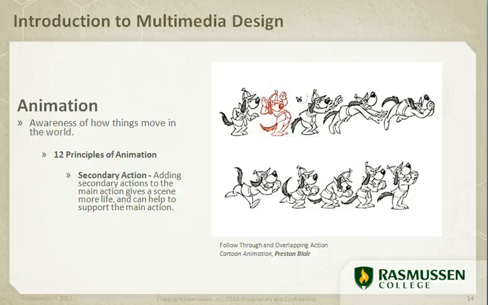The next principle is secondary action. Adding secondary action to the main action gives a scene more life and can help support the main action. A person walking can simultaneously swing his arms or keep them in his pockets. He can speak or whistle, or he can express emotions through facial expressions. The important thing about secondary actions is that they emphasize rather than take attention away from the main action.